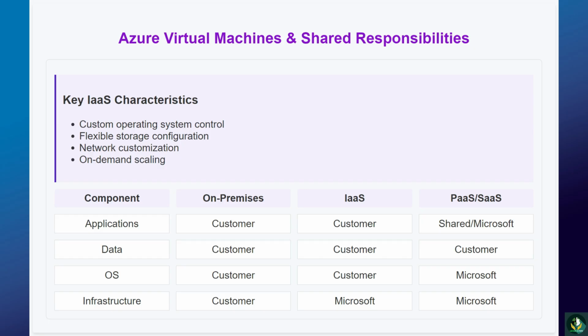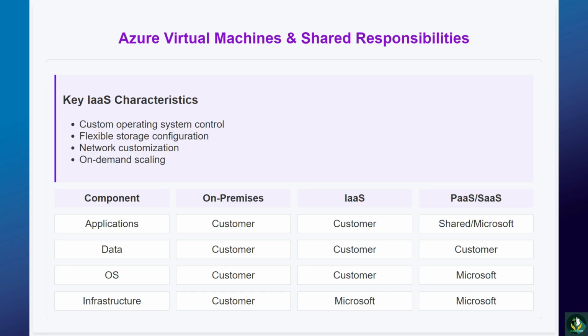The IaaS model through Azure Virtual Machines delivers instant computing infrastructure, provisioned and managed over the Internet. This approach provides several key benefits: complete control over the operating system, ability to run any compatible software, customizable storage configurations, and flexible networking options. These capabilities make virtual machines particularly well suited for a wide range of scenarios, from development and testing to full production deployments.